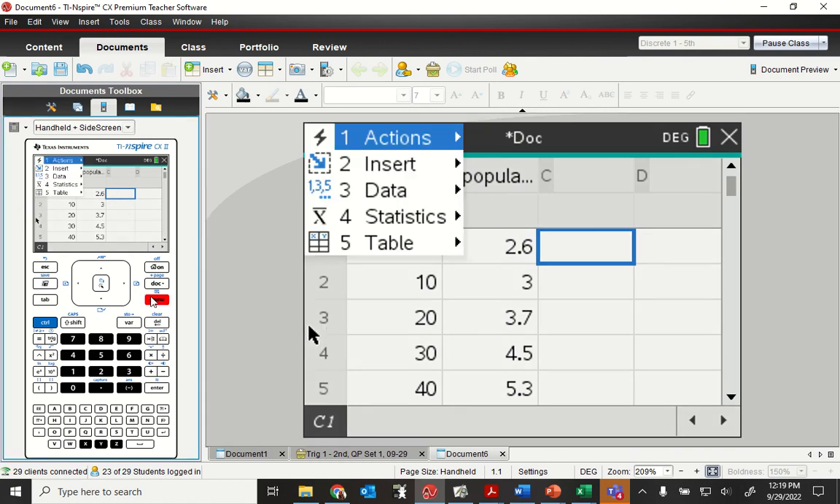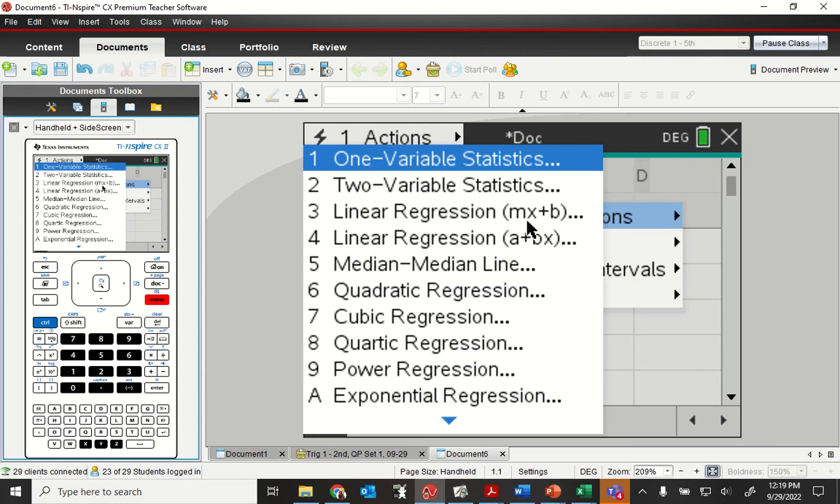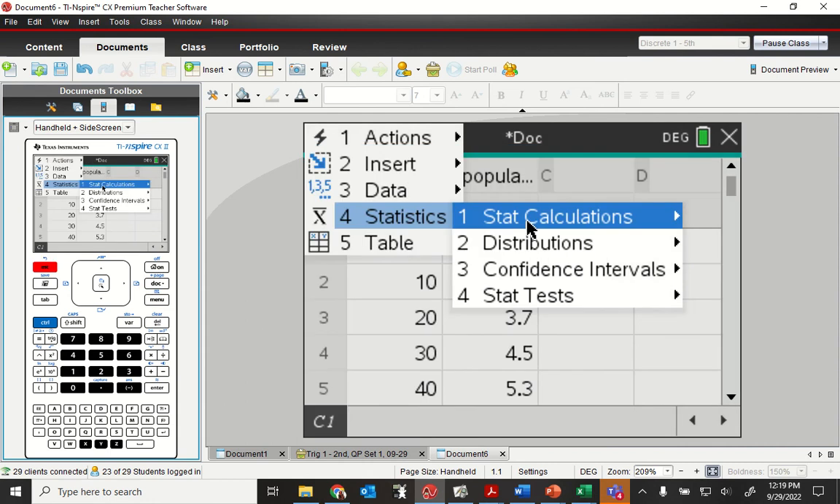Menu. Statistics. Stat calculations. Menu, statistics, stat calculations. I know y'all writing this down, right? Because I'm trying not to go too fast on you. Stat calculations. Okay, hit escape.